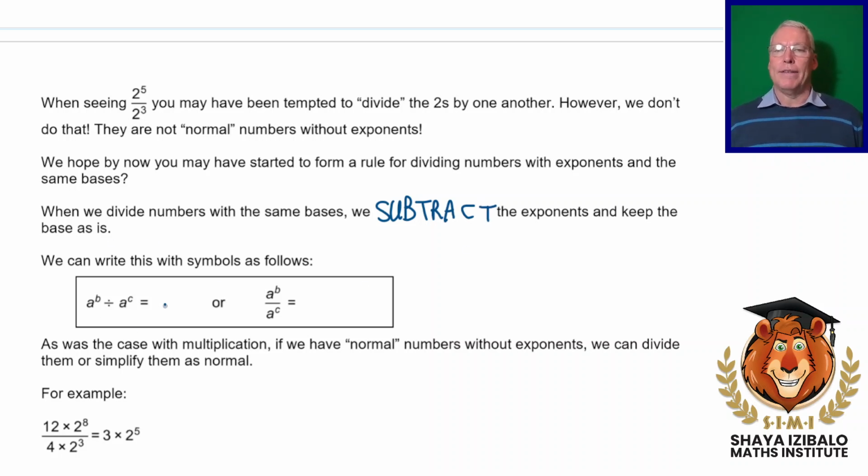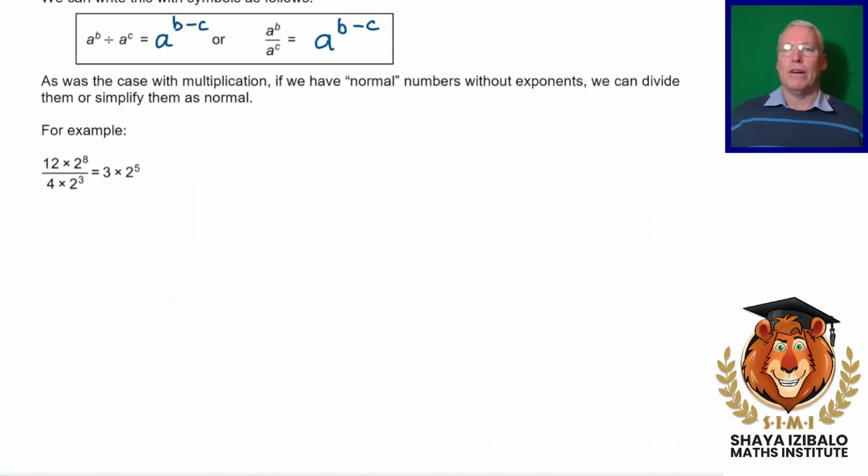So we could write it as a to the b divided by a to the c, a to the b minus c. Also, when it's written in this form, a to the b minus c. Okay, just like with last time, if there are normal numbers, we can divide those separately. So normal 12 divided by normal 4, 3 as it's always been. 2 to the 8 divided by 2 to the 3, we just subtract the exponent and there's our answer.